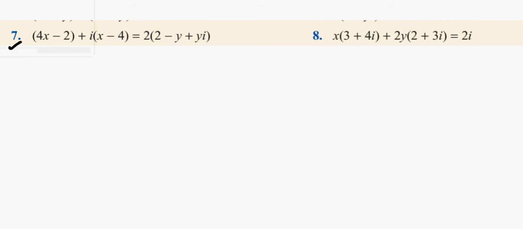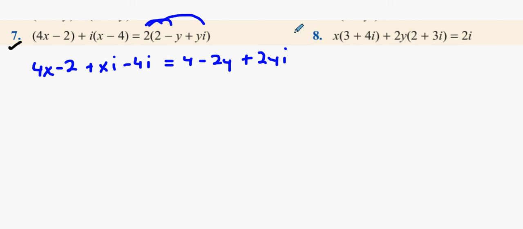Getting that way. Now, really quickly, guys, you can just say 4x minus 2, no bother. xi minus 4i equals 4 minus 2y plus 2yi.